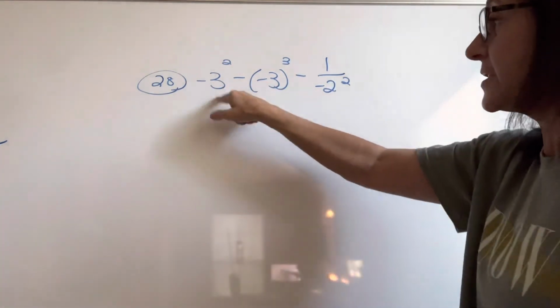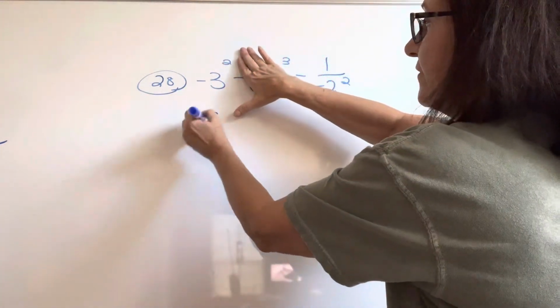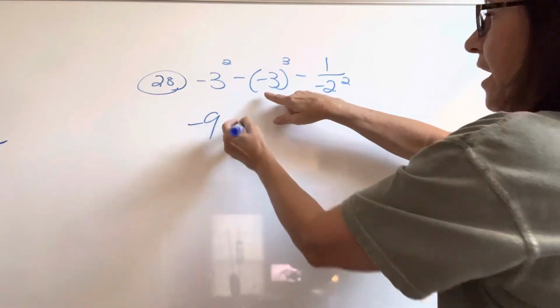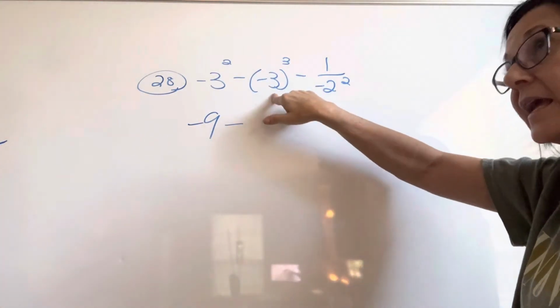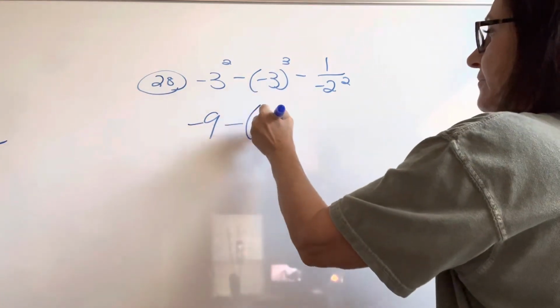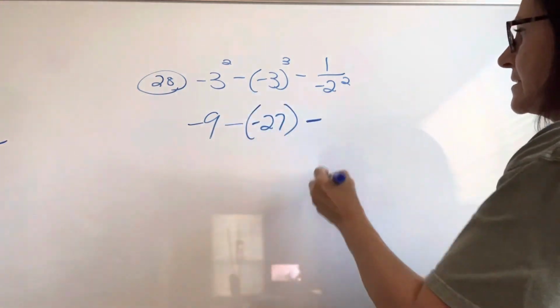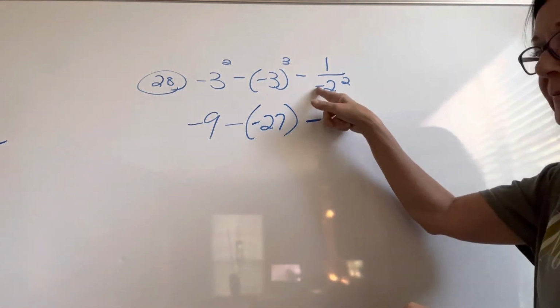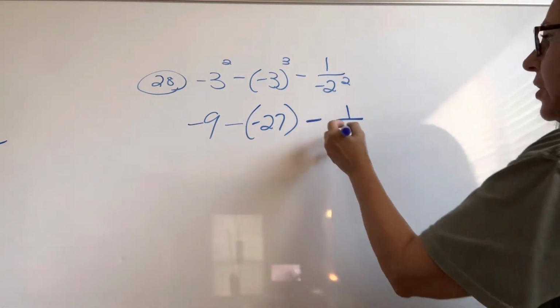All right, this is the opposite of 3 squared. So that's negative 9. This is the opposite of negative 3 cubed. This is negative 3 times negative 3 times negative 3, which gives me negative 27 minus 1 over, this is the opposite of 2 squared, which is negative 4.